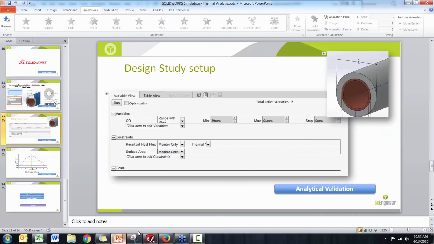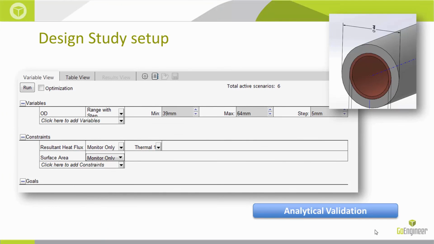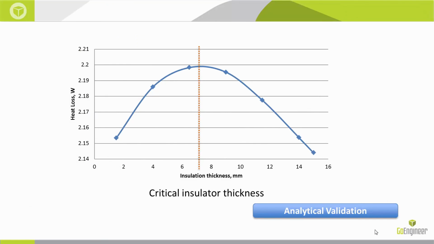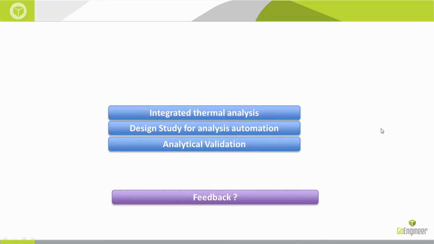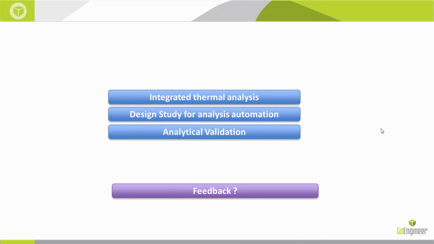Just jumping back into the presentation. Through this little design study, we were able to justify what the critical insulator thickness is. If you are in the insulation industry, you can run this similar analysis through networks of pipes to figure out what insulation thickness you need to add in order to go over this critical thickness and minimize heat loss.